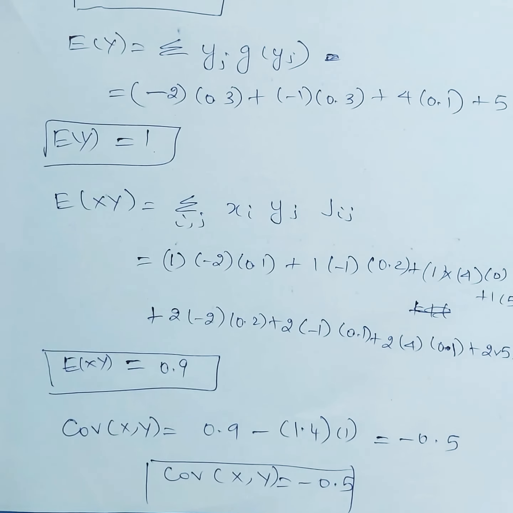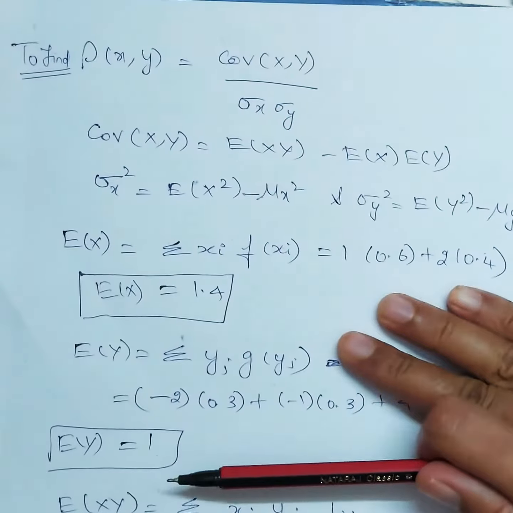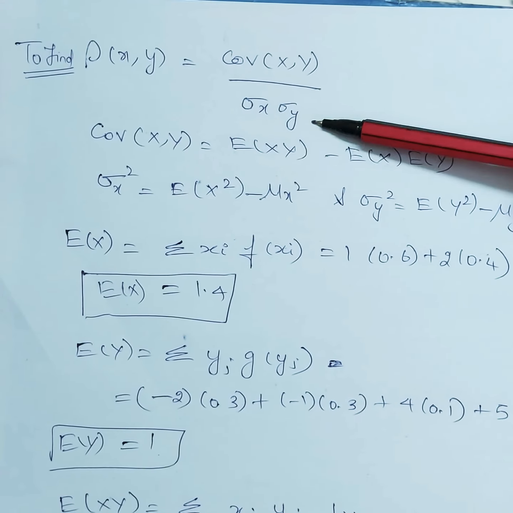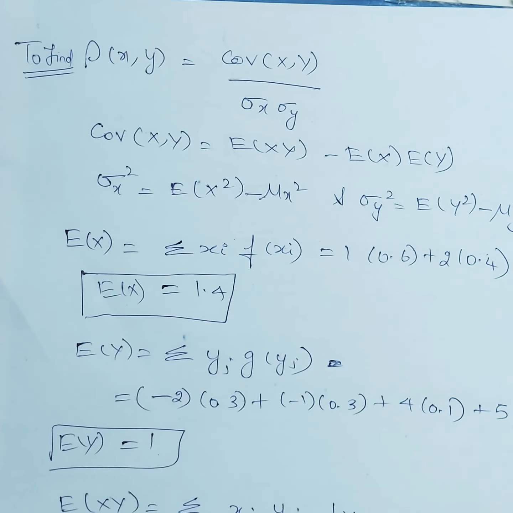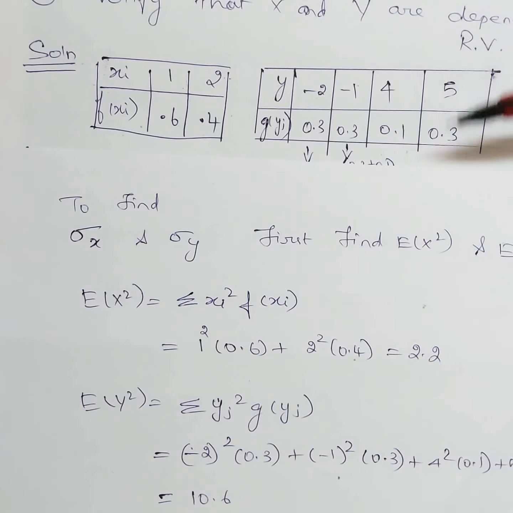So now what we have to find? Correlation coefficient. What is the formula for correlation coefficient? That is covariance of x comma y divided by sigma x into sigma y. So we have to find sigma x and sigma y now. So I have kept the tabular column over here so that it will be easy for us.